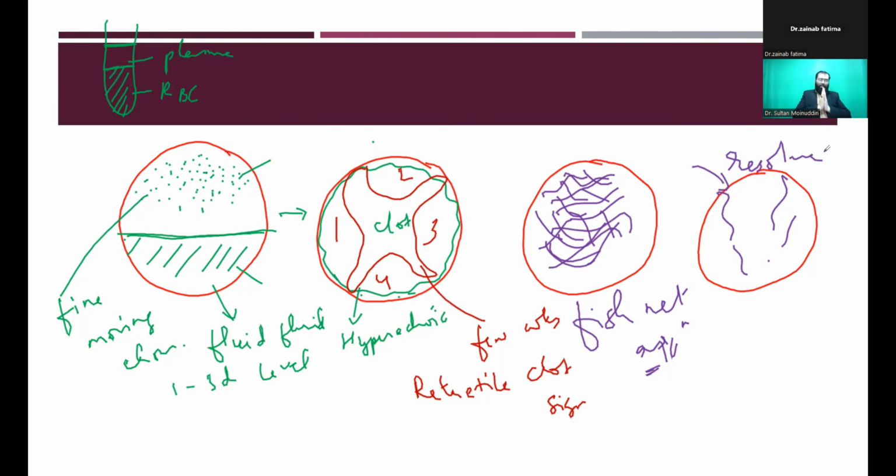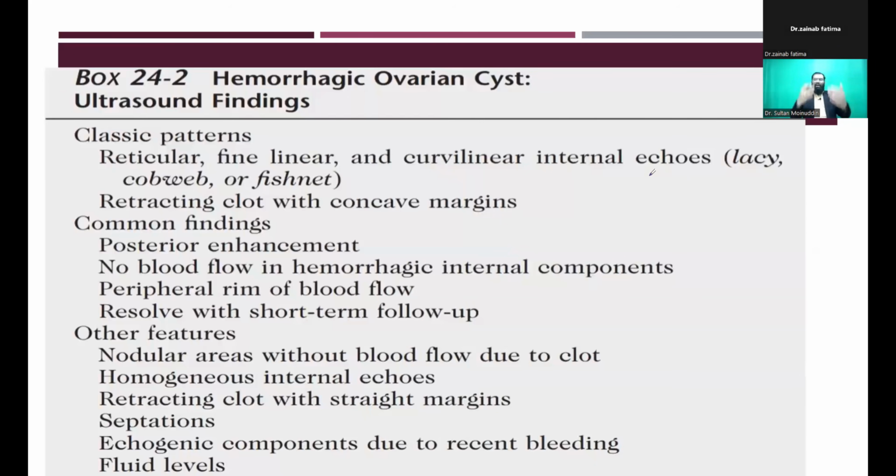So depending upon the time period where you are seeing the cyst, it can show fine moving echoes, or it can show fluid level, or it can show retractile clot sign, or it can show the fishnet appearance, or it can show complete resolution. So these are the patterns of hemorrhagic cyst on ultrasound. It might show reticular pattern, cobweb, fishnet appearance, or retractile clot sign. As a cyst, it can show posterior acoustic enhancement, and it resolves with follow-up.